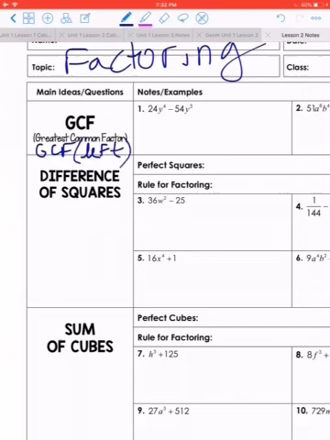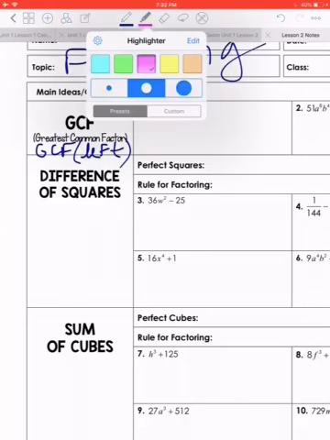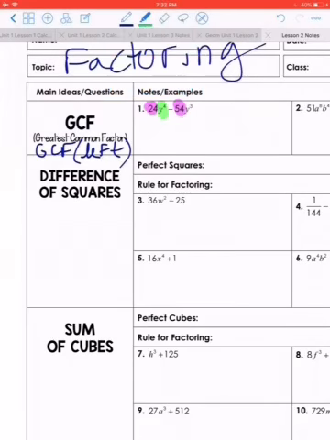Okay? And the greatest common factor means the largest number that both of your numbers have in common, or the largest variable that both your sets of variables have in common. Greatest because it's the largest. So, 24 and 54. What number do they both have in common? If you're not sure, you may just need to use your calculator and guess.